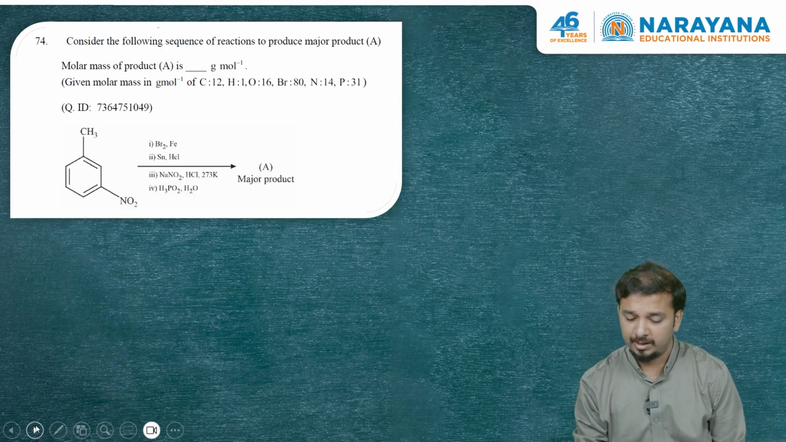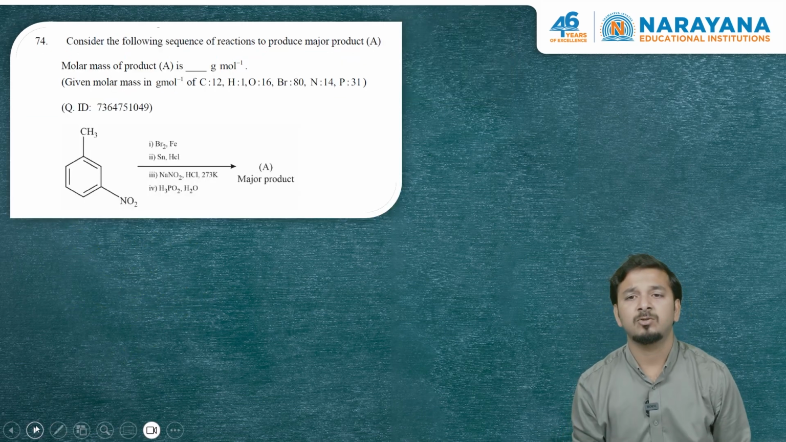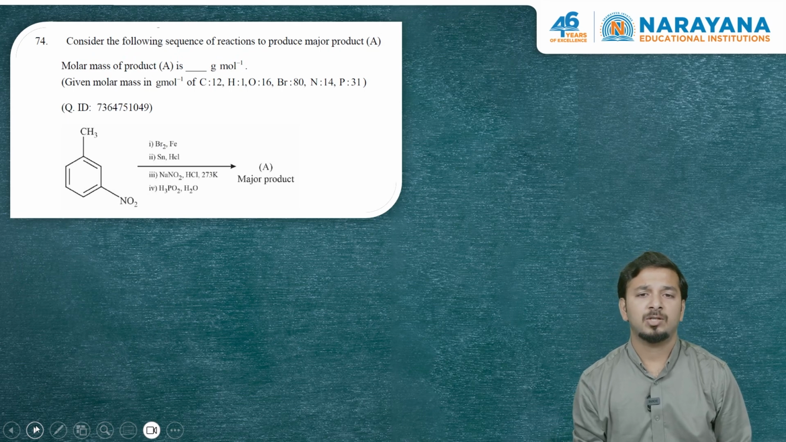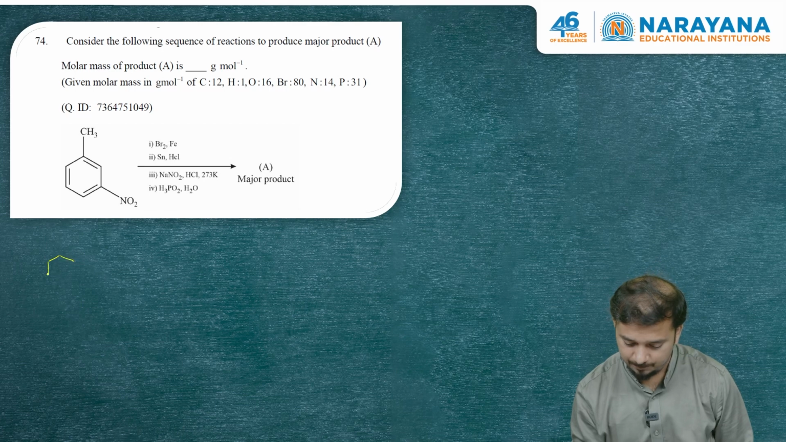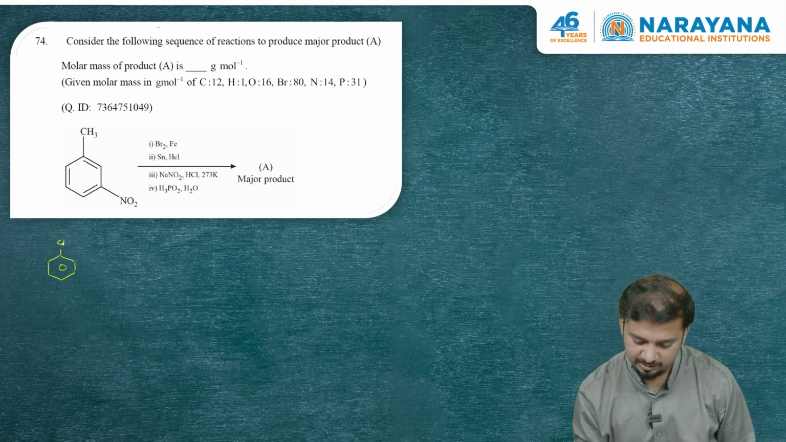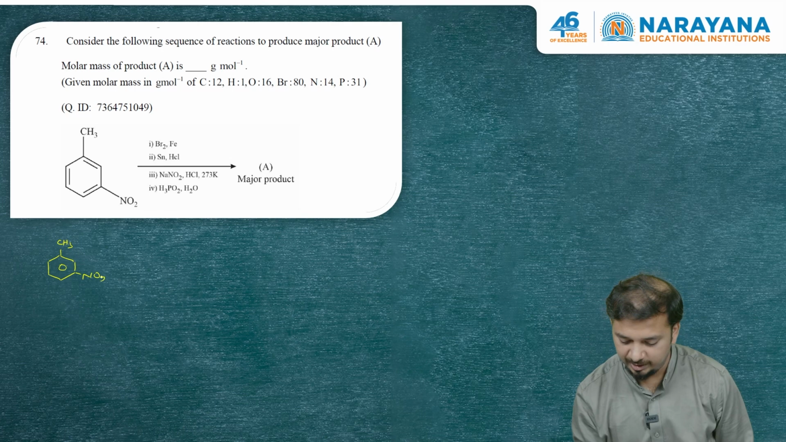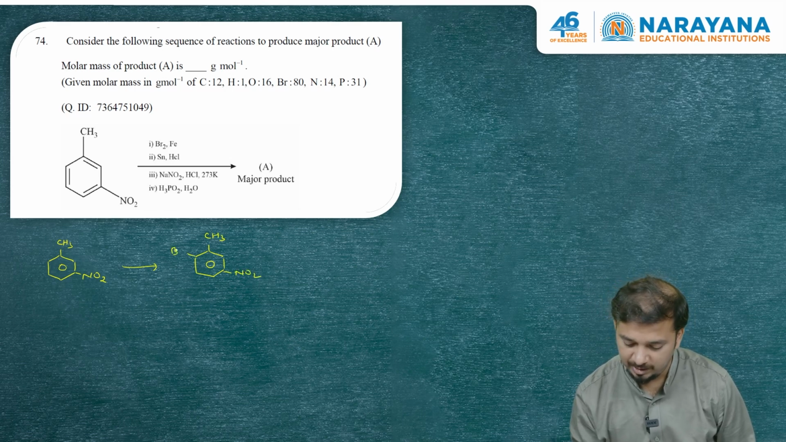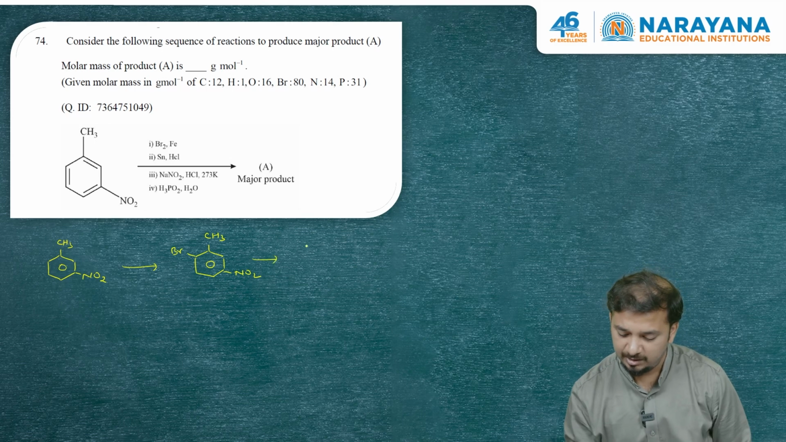Moving to next question. Consider the following sequence of reactions to produce major product A. Molar mass of product A is in gram per mole. So let's write the reaction. We have CH3 and NO2 at meta position. Br2/Fe will do bromination in the ring. So CH3, NO2, we can write Br over here. Then Sn/HCl, it is a reducing agent. So it will reduce NO2 to NH2. So this will be formed.